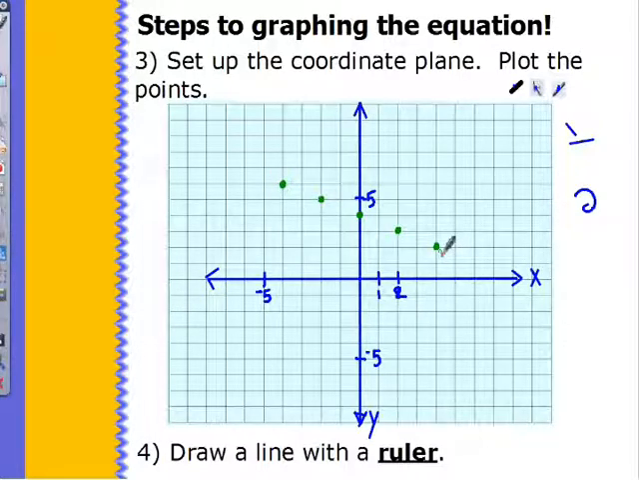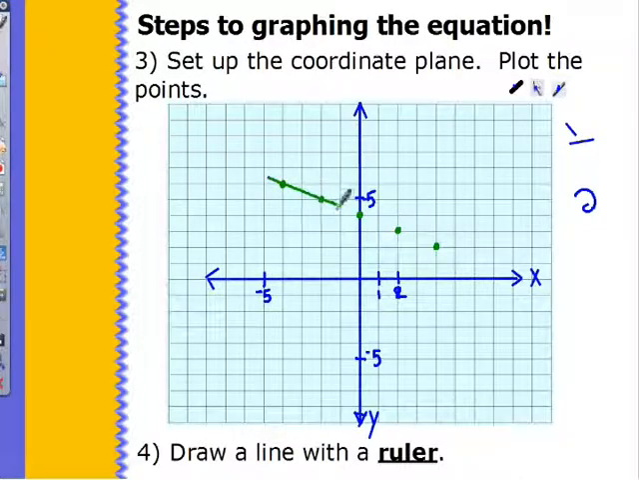And then the last step, remember you're writing down your steps also, not just doing it. So you should have written down set up the coordinate plane, plot the points. And then step 4 is to draw a line with a ruler. And I know you can't see me, but I am putting my yardstick up against the screen. Can you hear it clattering? And I've got it there. I'm holding it nice and straight.